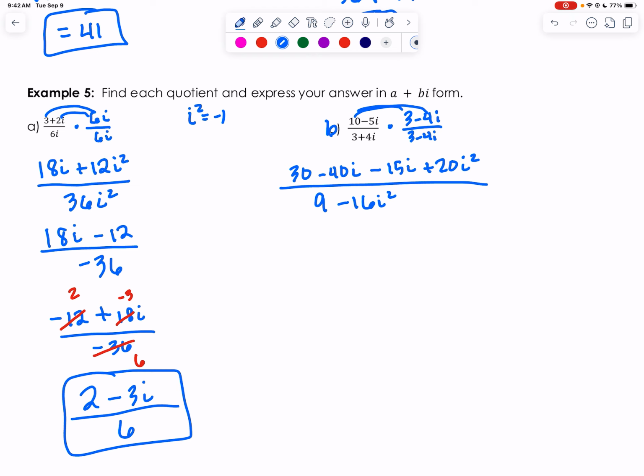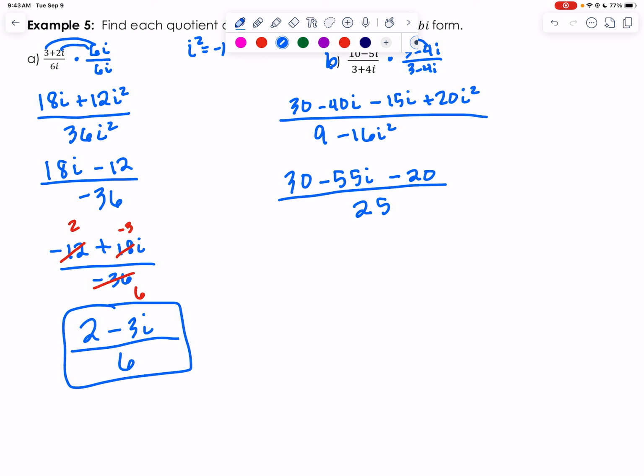All right, now let's simplify that. So remember, i squared is negative 1. And so let's talk about the numerator first. We have 30. Negative 40i minus 15i would be negative 55i. 20i squared would be negative 20. On the bottom, negative 16i squared would be the same thing as negative 16 times negative 1. So this is 9 plus 16, which is 25. Now I can simplify that a little further. 30 minus 20 is 10, minus 55i, over 25.